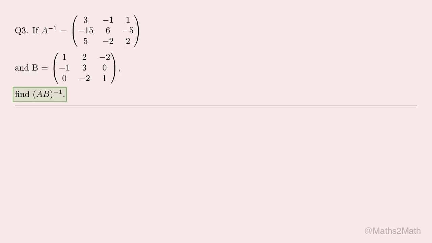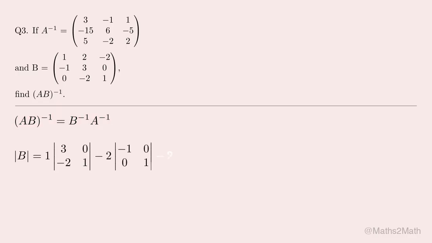Question 3. We are handed an inverse directly, together with a matrix B, and asked for the inverse of the product of B. The reversal rule says (AB) inverse is B inverse times A inverse, so the only real work is inverting B. By the reversal rule for inverses, we need B inverse first.